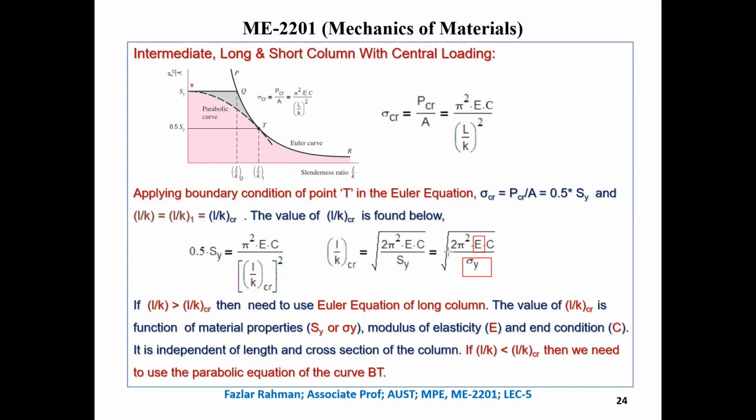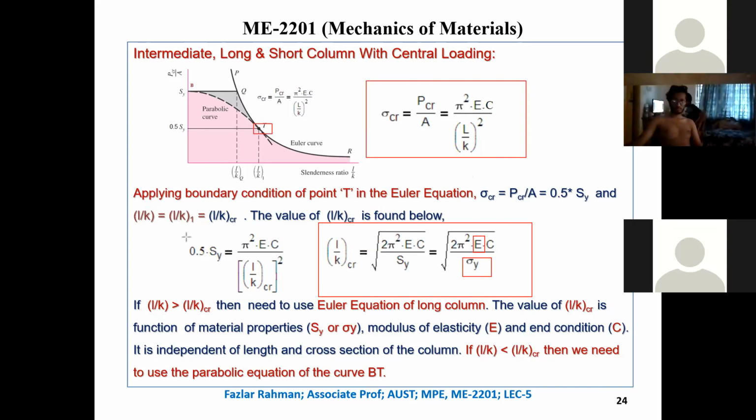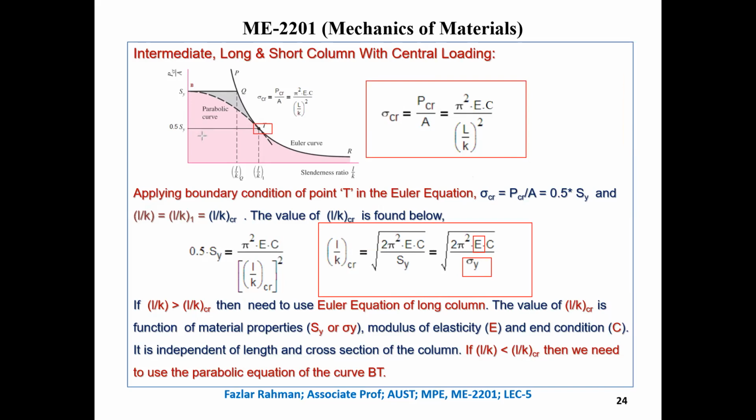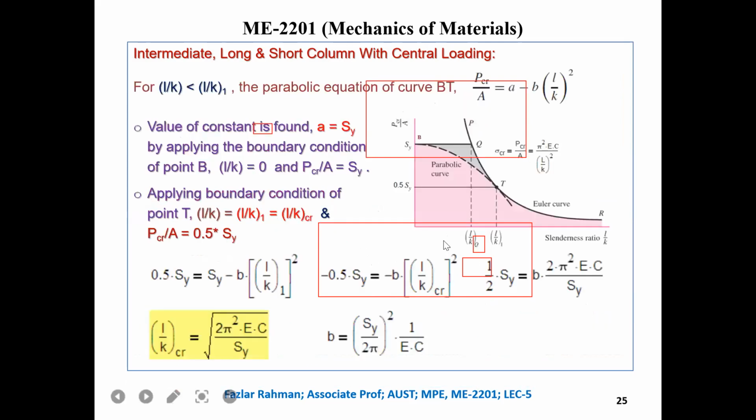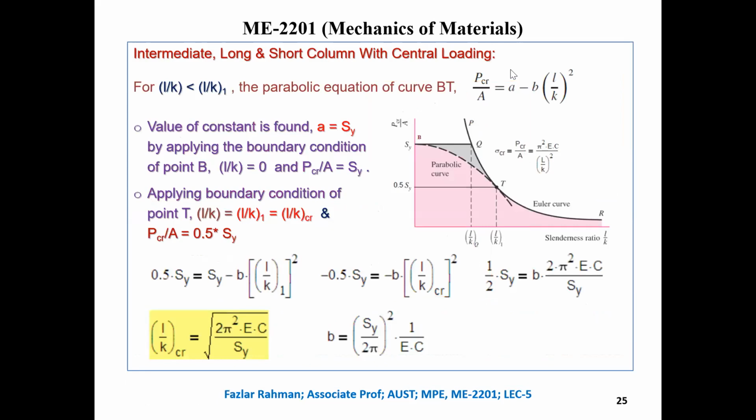Now we'll apply this one. How did we get this one? By applying right over here. Now the same coordinate we will apply in the other equation, 0.5 SY. Okay, so let's see how we can apply here. Right over here, the value of constant A we already know. Value of constant A equals SY.